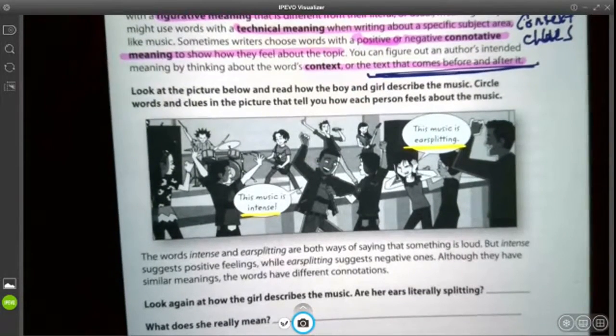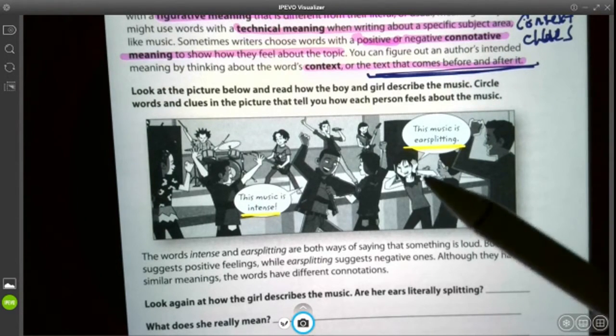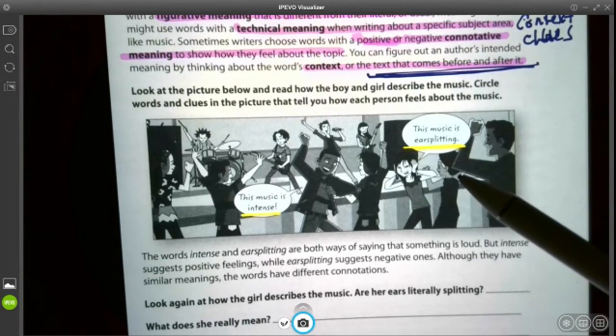All right, so knowing the literal meaning of a word or a phrase is not always enough. It's also a good idea to pay attention to the context in which that word or phrase appears. Context will help you figure out if the author's using a word for its technical, connotative, or figurative meaning. Here in this example, we got to talk about connotation as well as a figurative meaning of a word.